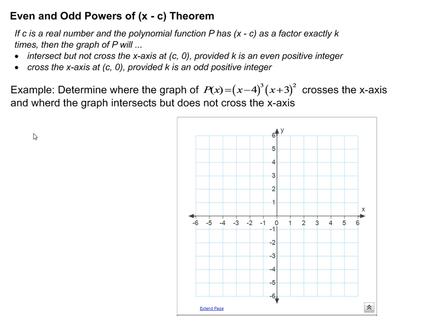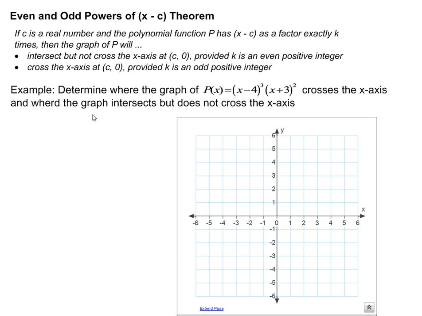Well, here's the rule. It says that if c is a real number and the polynomial function p has x minus c as a factor exactly k times, then the graph of p will, first of all, intersect but not cross the x-axis at that point c, 0, provided k is an even positive integer. All right, that k is going to be some power. And it will cross the x-axis at that point c, 0, provided k is an odd positive integer.